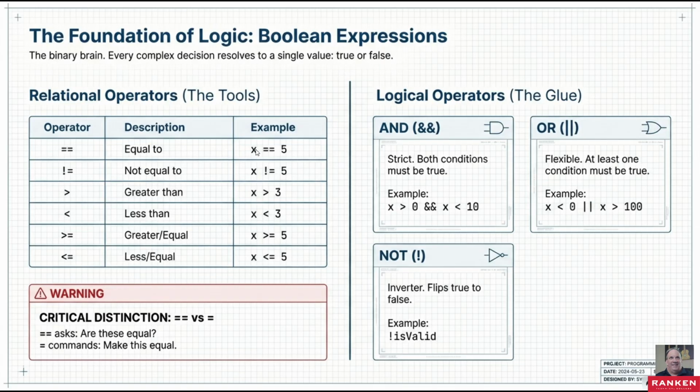So this is for testing if something is equal to a certain thing, right? In this case, a number. Is x equal to 5? Is x not equal to 5, right? Greater than, less than, greater than or equal to, or less than or equal to, right? These are your standard relational operators, and we'll be using them.